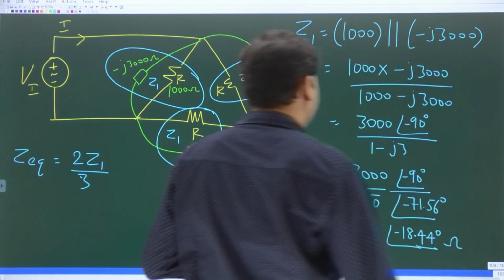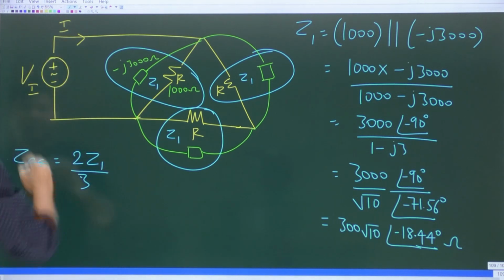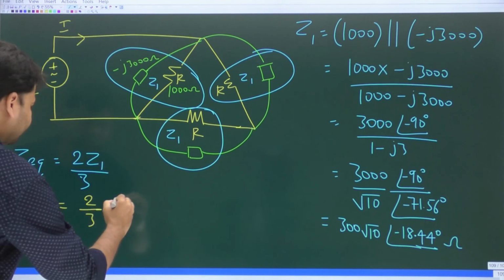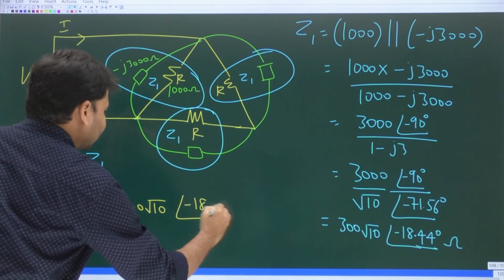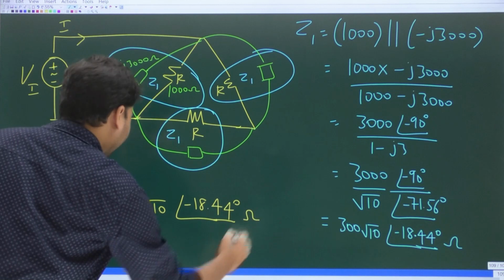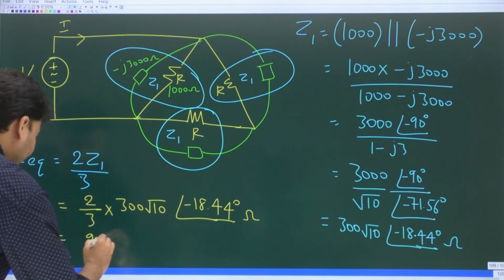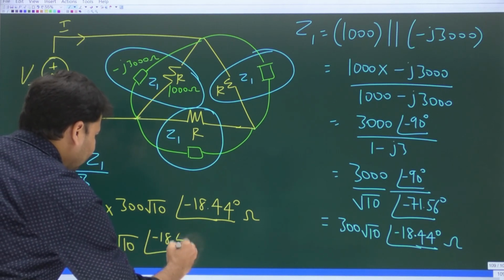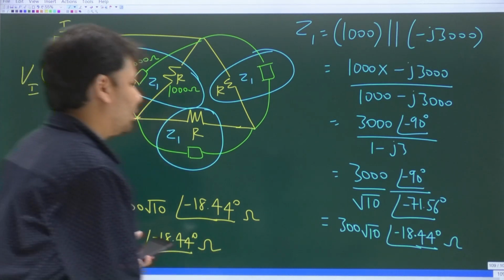What are the units? Ohms, right? We are finding impedance. Units will be ohms. I think now we can find the value of Z equivalent. So Z equivalent is what? 2 by 3 into 300 root 10 at an angle minus 18.44 degrees ohms. Again, 300 by 3 is 100. 100 times 2 is 200. I am getting 200 root 10 at an angle minus 18.44 degrees ohms. That is Z equivalent.